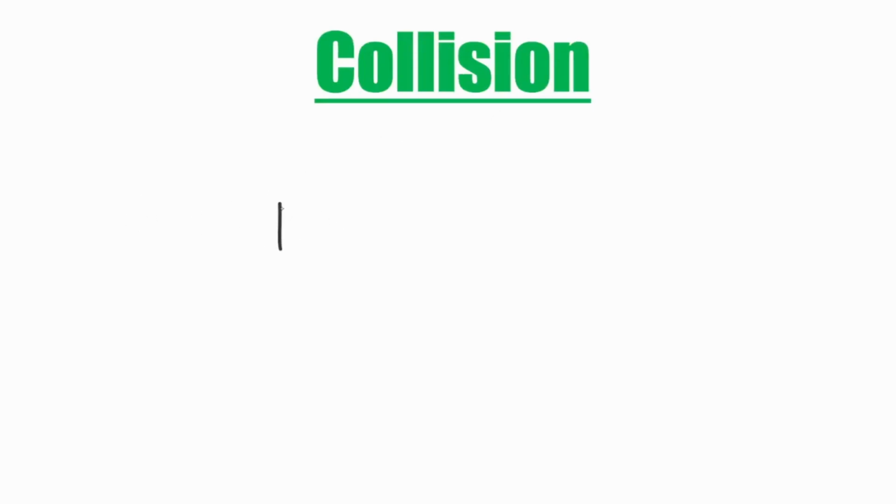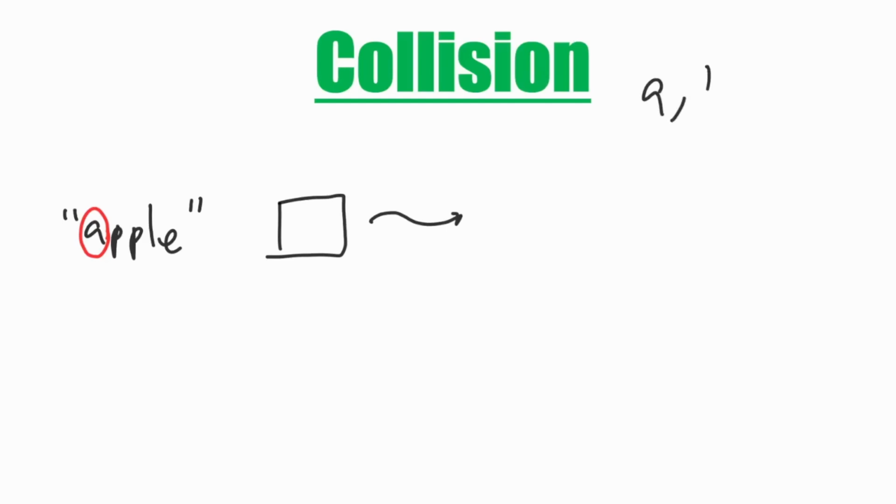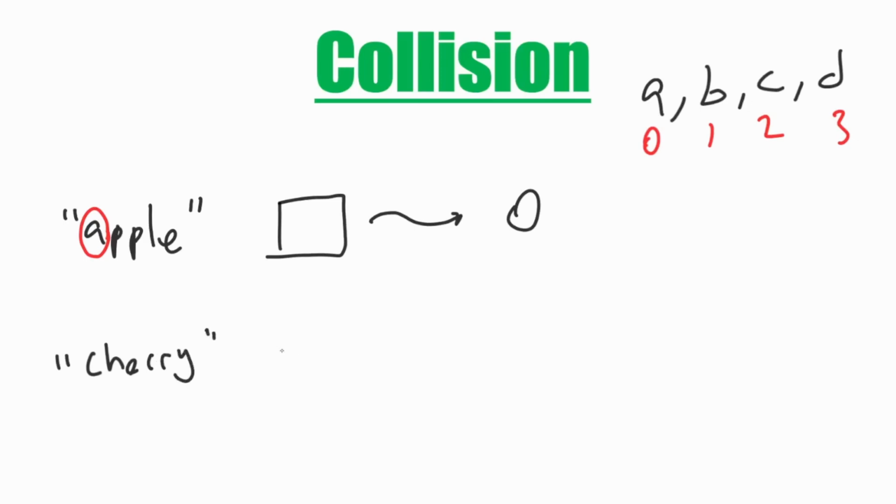Let's assume a function that, when we give an input of, let's say, apple, will give us the alphabetical index of the first letter of this word. We have A, B, C, D, and we can start the index from 0, so 0, 1, 2, 3. So when we say apple, it will give us 0. And if we give cherry, the hash function will give us 2.